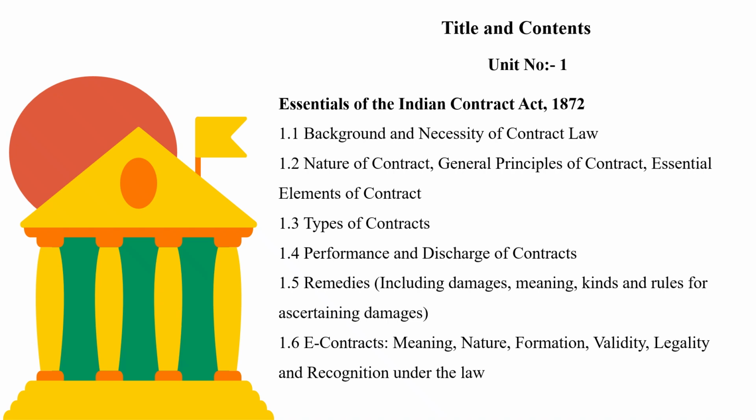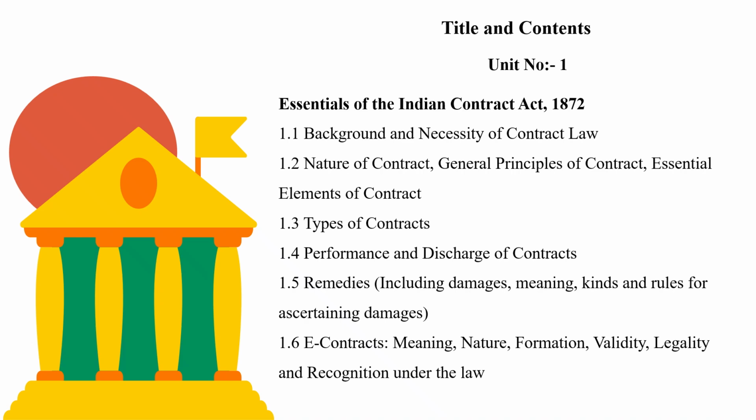The first unit is Essentials of Indian Contract Act 1872. In this unit, we are going to understand the basics of contract law, its principles, its types, remedies, and even the modern digital contract. Let's have a quick look at what we are going to study in unit 1. The very first one, we are going to study about the background and necessity of the contract law. You will learn about how the contract was formed.